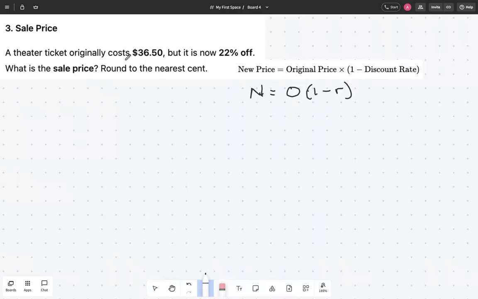A theater originally costs. So that is our original price or our O. But it is now 22% off, our discount rate or R. What is the sales price or the new price, N? So now let's set up the formula like we have, but with numbers.